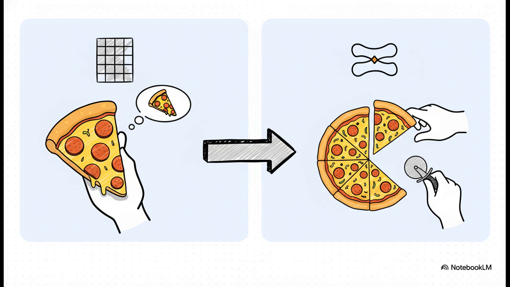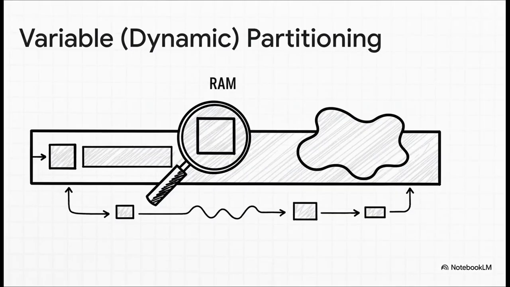You can slice exactly the piece you want, no matter how big or small. So this new, much smarter approach is called variable or dynamic partitioning. Here, memory is allocated on the fly. A process asks for 2.3 megs, it gets exactly 2.3 megs, and boom! This solves our biggest headache.